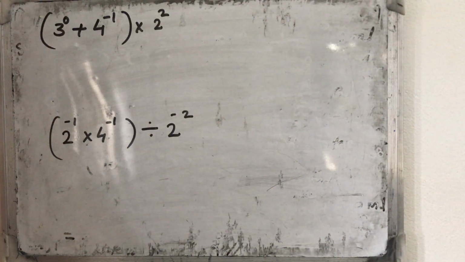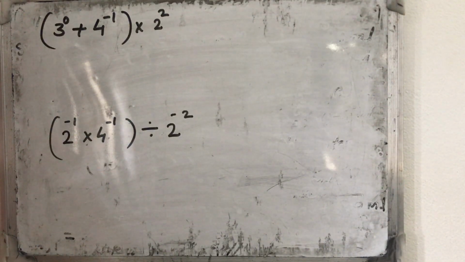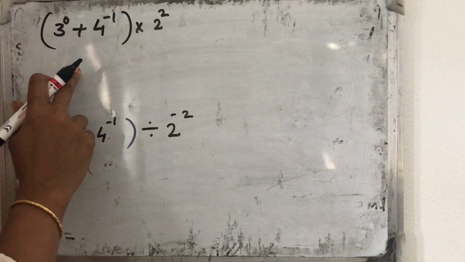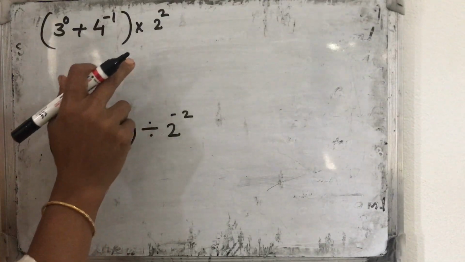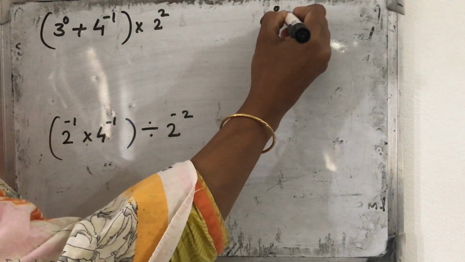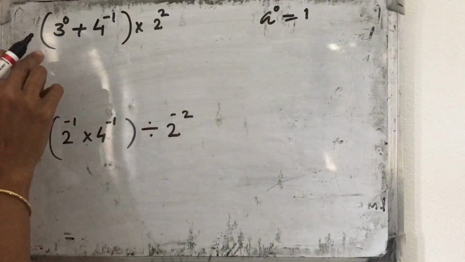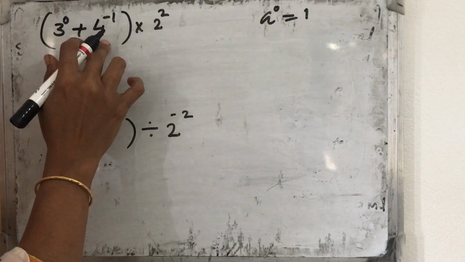Last class we discussed the exponents laws. Using that exponents law we can find the value of the given expression. Okay, so here find the value of 3 raised to 0 plus 4 raised to minus 1 into 2 square. We know a raised to 0 is equal to 1. So instead of 3 raised to 0 we can write 1 plus 4 raised to minus 1.